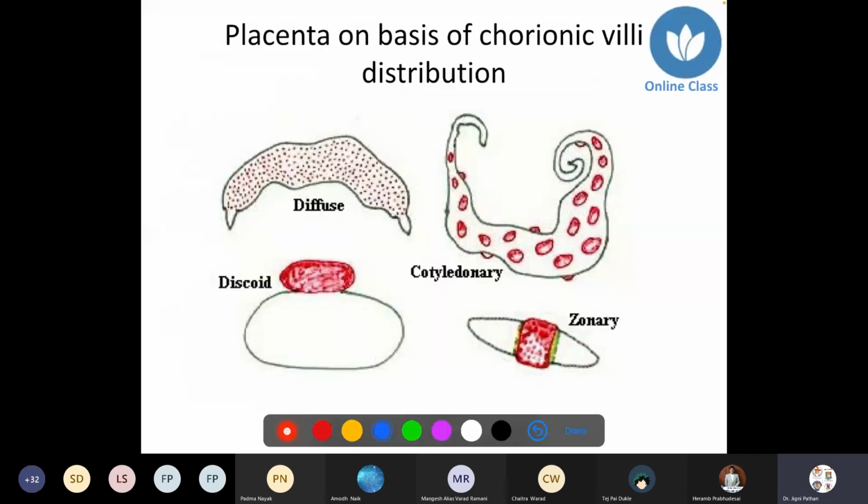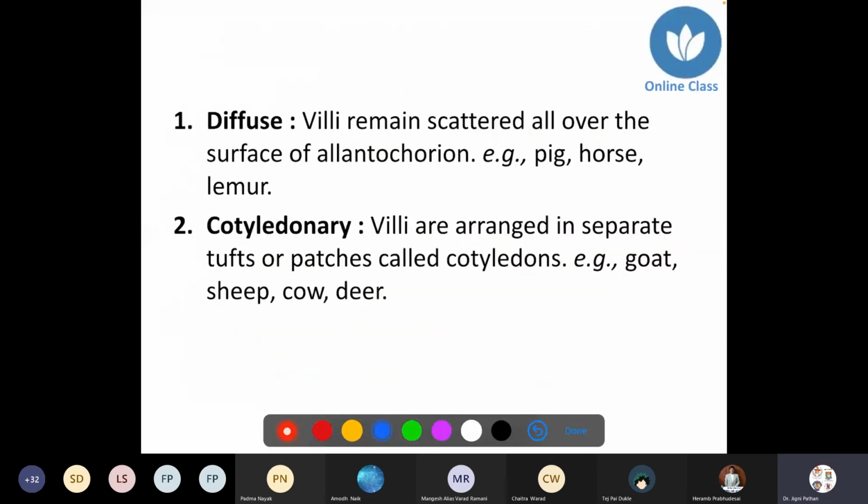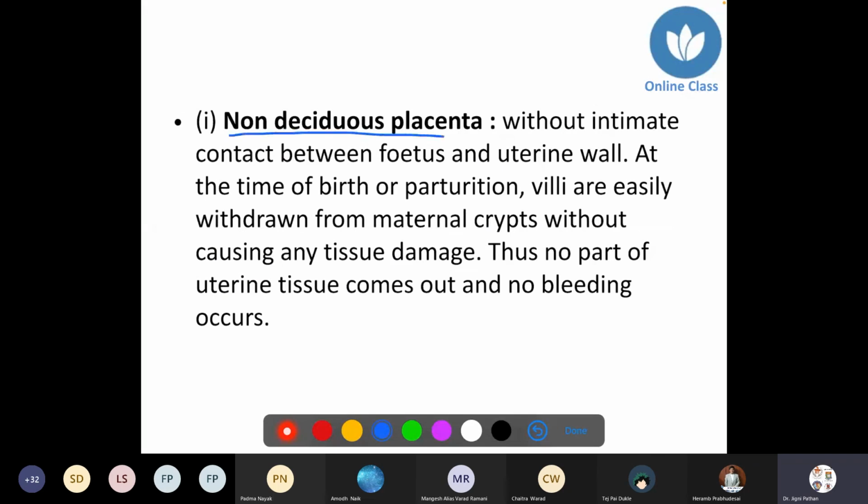See, there can be a non-deciduous placenta or deciduous placenta. Non-deciduous is without intimate contact between fetus and uterine wall. At the time of parturition, villi are easily withdrawn from the maternal crypts without causing any tissue damage. Thus, no part of uterine tissue comes out and no bleeding occurs.